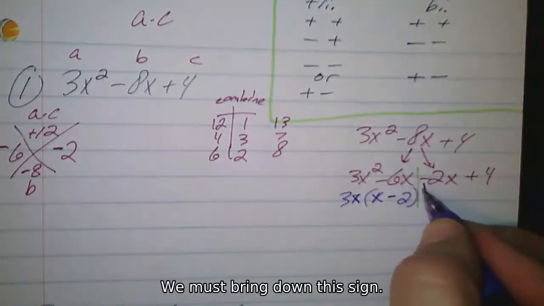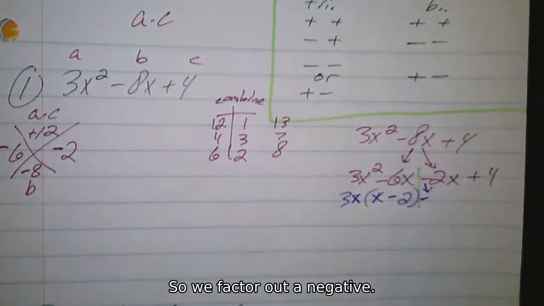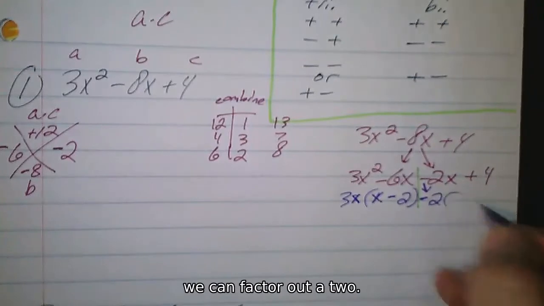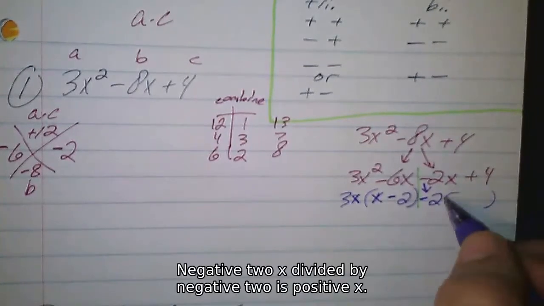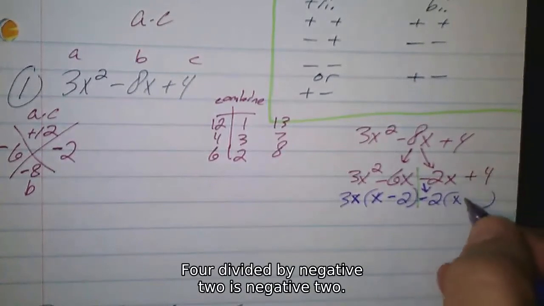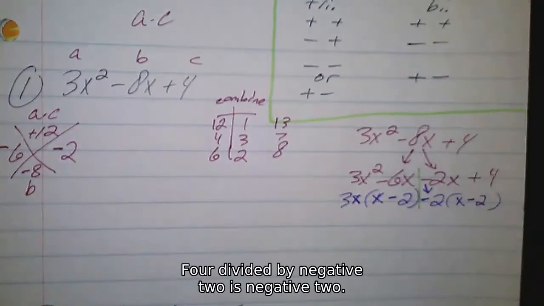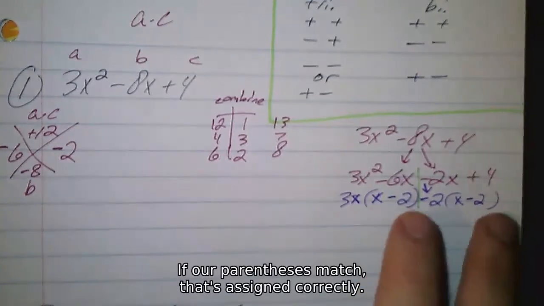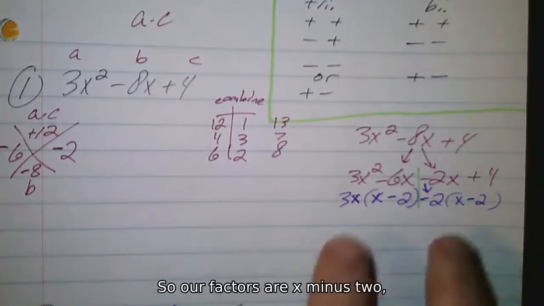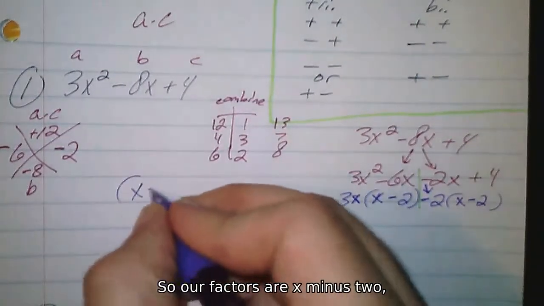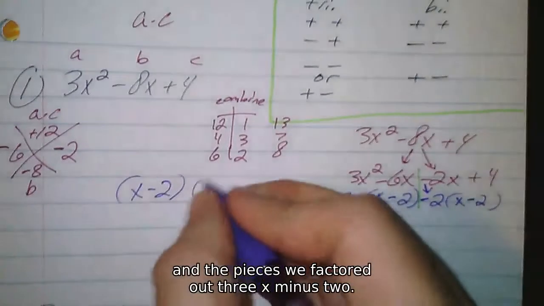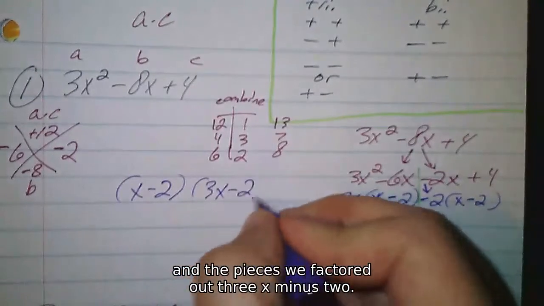We must bring down this sign, so we factor out a negative, and out of 2x and 4, we can factor out a 2. -2x divided by -2 is positive x. 4 divided by -2 is -2. If our parentheses match, that's a sign that we did this correctly. So our factors are x minus 2, and the pieces we factored out, 3x minus 2.